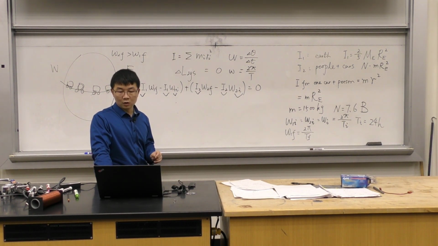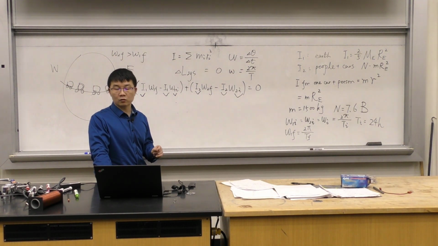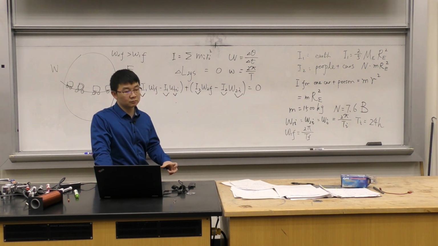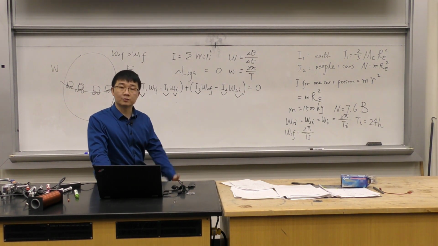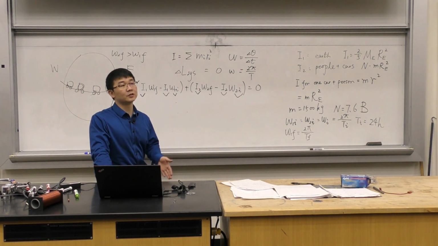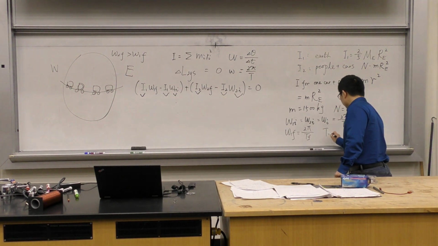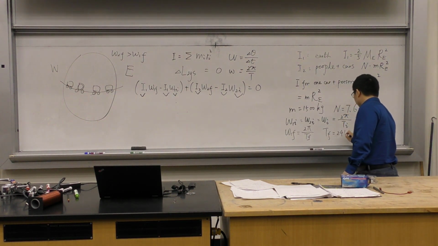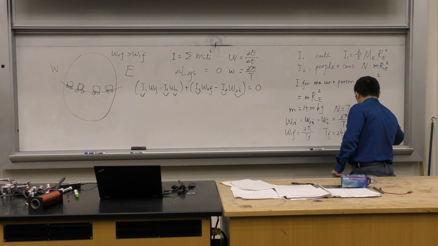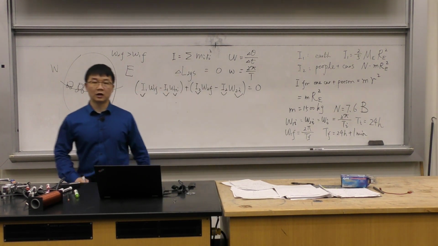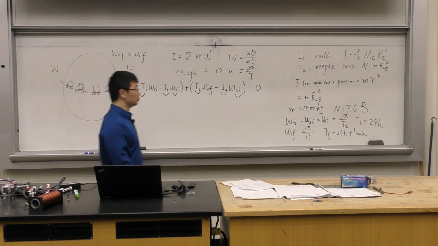What's our goal? Our goal is this. I want to get 1 actual minute in a day. So I want the period of the Earth to become 1 day plus 1 minute. That's the final period I want. Okay? That's going to be the number I plug in. Of course, you're going to convert everything to seconds. Okay? So the final period is going to be 24 hours plus 1 minute.